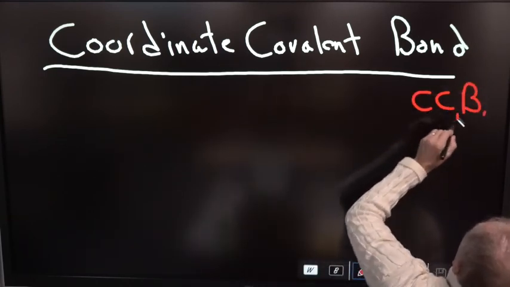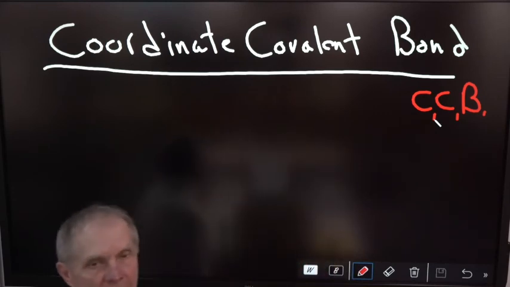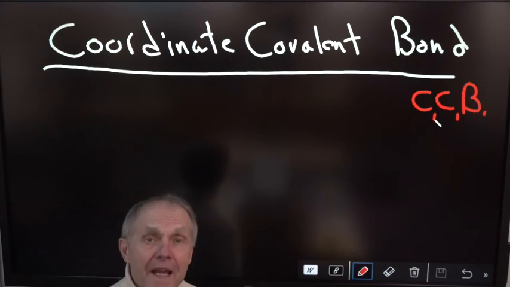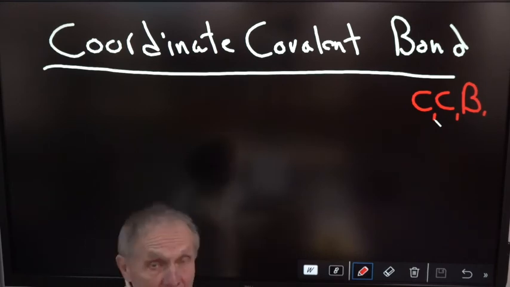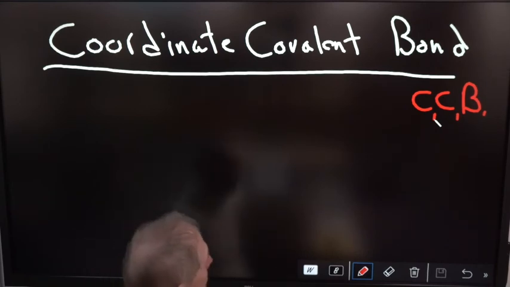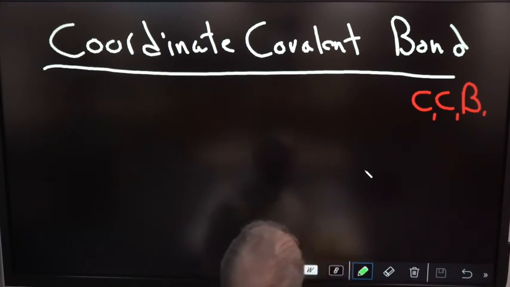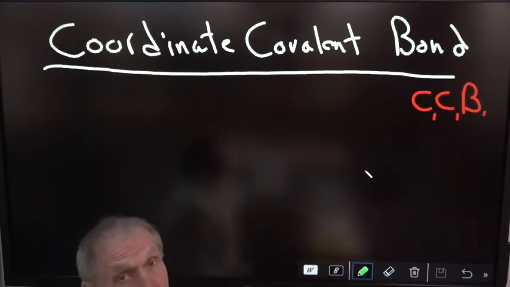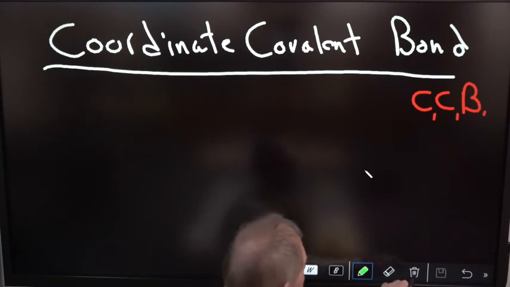CCB. Coordinate covalent bond. Now, I'm not going to give you the definition yet. I'm going to show you how one is made, with the stuff that we just used. So, I'm going to wipe this out. We'll do a definition a little bit later on.